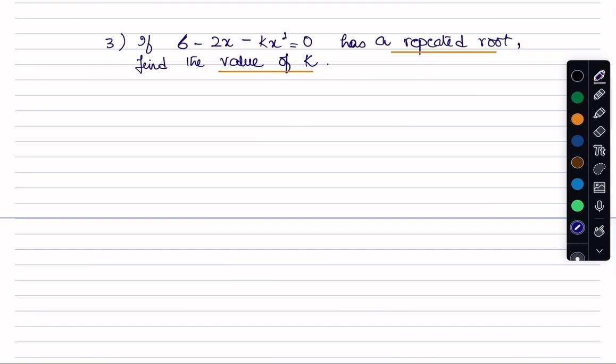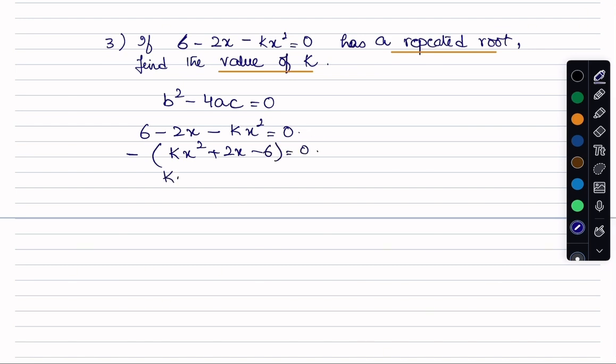For a repeated root, we know the condition for the discriminant is that b squared minus 4ac should be equal to 0. From the equation that I have, 6 minus 2x minus kx squared equals 0, rearranging and taking out the negative common, I can say it is kx squared plus 2x minus 6, which is equal to 0. I'll be left with kx squared plus 2x minus 6 equals 0.